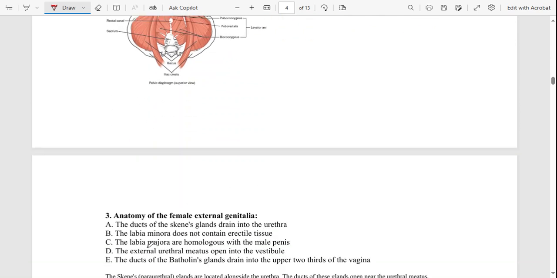So which one of these is true about female external genitalia anatomy? The ducts of the Skene's gland drain into the urethra. The labia minora does not contain erectile tissue. The labia majora are homologous with the male penis. The external urethral meatus opens into the vesicle. The ducts of the Bartholin's glands drain into the upper two-thirds of the vagina. Anyone who can help with this one?